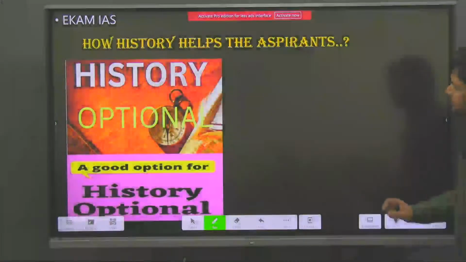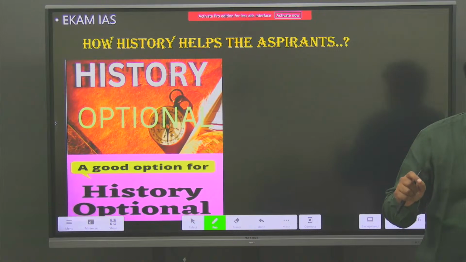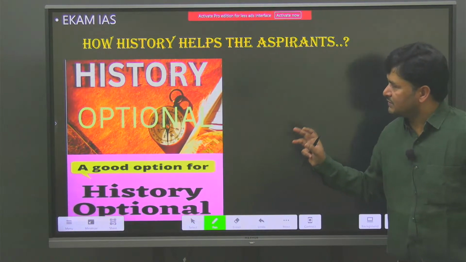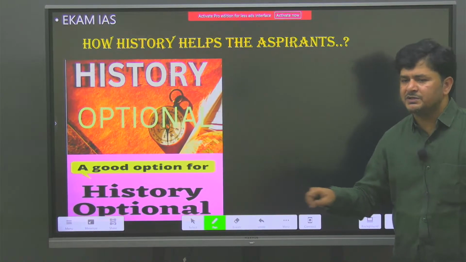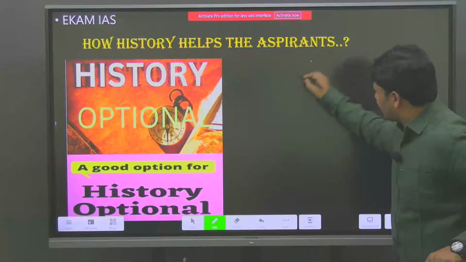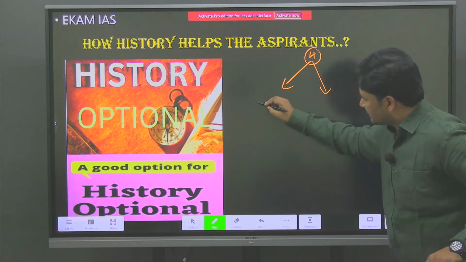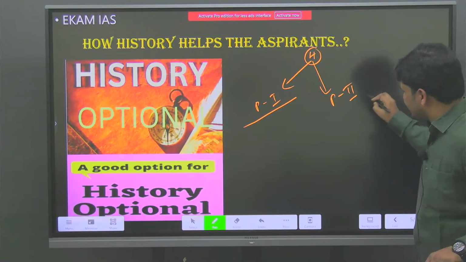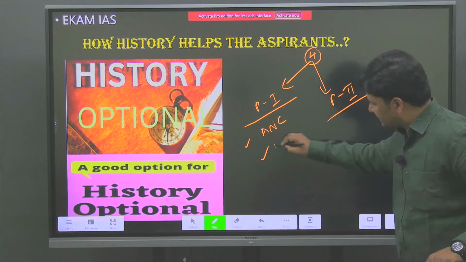Now, if you select history as an optional subject, how does history help you in competitive exams in general, and UPSC in particular? The optional subject has two papers. History has paper 1, which carries 250 marks, and paper 2, which also carries 250 marks. In paper 1 we have two major components, ancient and medieval.